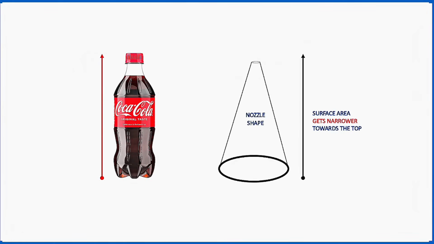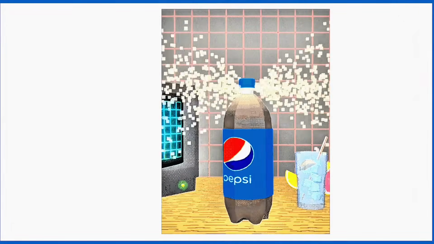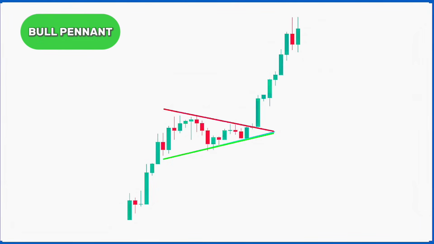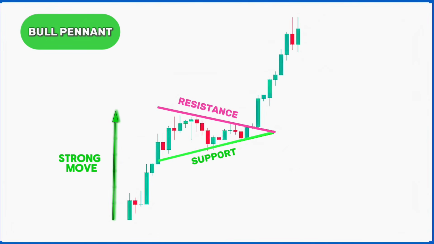A Coke bottle narrows toward the top like a nozzle. When you shake it, the pressure builds, and all of it is forced toward a smaller exit, the cap. That focused pressure creates an explosive release when the cap finally opens. Bull pennants behave in a very similar way. After a strong price move, the pole, the market compresses tightly into a small triangular range, the pennant. That tight compression acts like the neck of the bottle. Energy builds, and when the breakout comes, it's often sharp and powerful. So, in simple terms, the tighter the pennant, the more forceful the breakout can be.